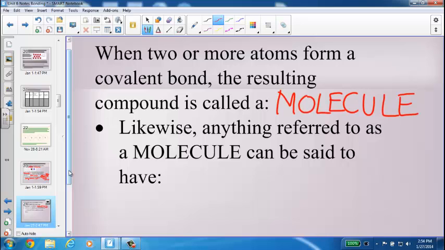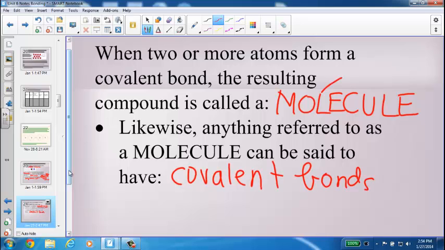So anytime you have a molecule, it means it has covalent bonds. We also sometimes call it a molecular substance. It's the same thing. It means bonded by sharing. Bonded with covalent bonds. Okay.